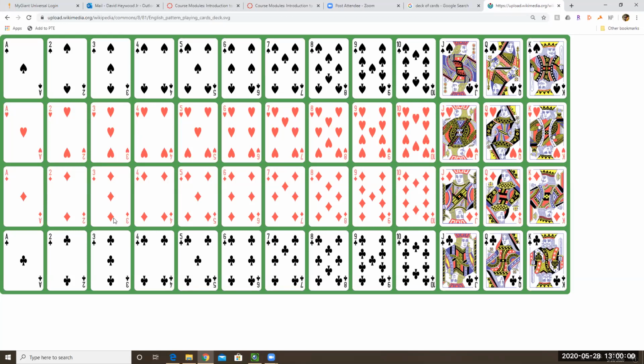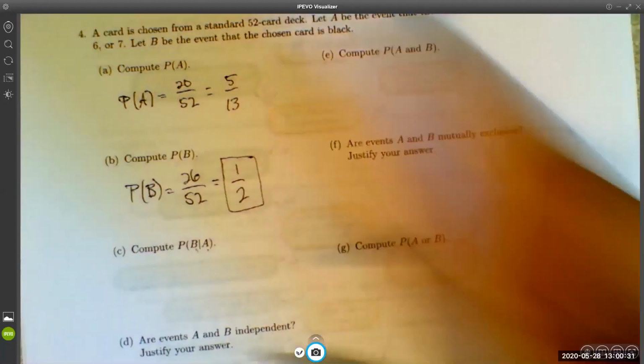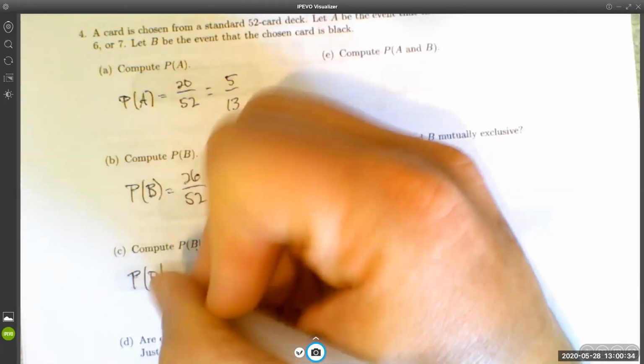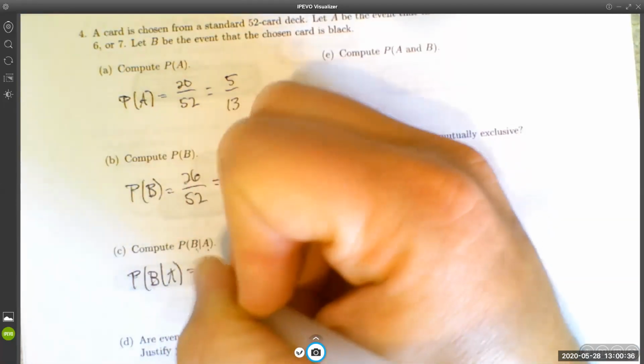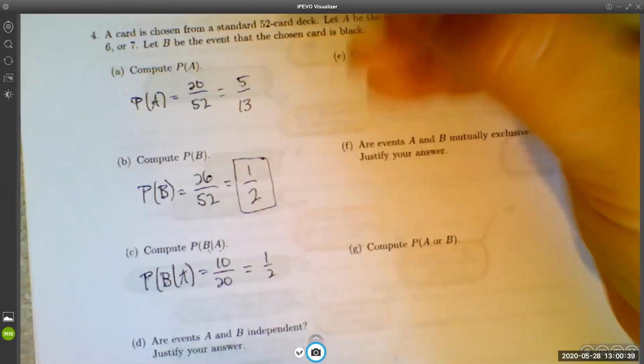Just pretend that they don't even exist. All right, so 3s, 4s, 5s, 6s, and 7s, there are 20 of these cards. And we want to know, out of those 20 cards, what's the probability we choose a black card? Well, out of these 20 cards, 10 of them are black: 1, 2, 3, 4, 5, 6, 7, 8, 9, 10. So the probability that we choose a black card, given that the card is a 3, 4, 5, 6, or 7, is going to be 10 out of 20. And that reduces to 1/2. So again, we're getting 1/2 here.